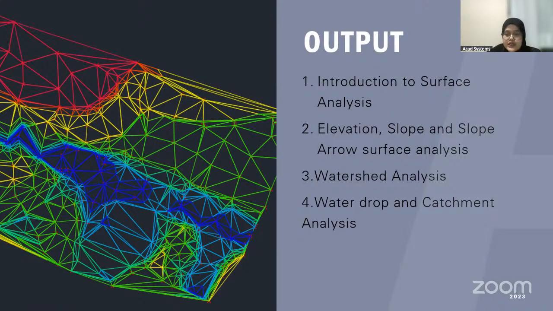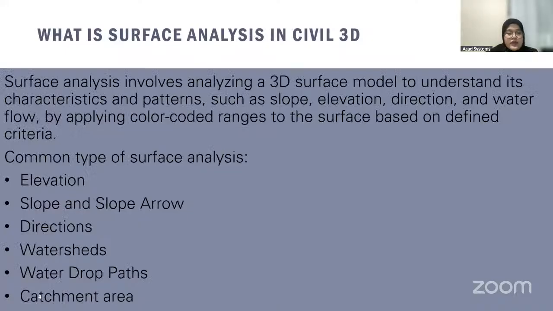All right. So first, I'm just going to explain what surface analysis is. Surface analysis in Civil 3D involves analyzing the 3D surface model to understand the characteristics of the slope, elevation, direction, and water flow. Usually this analysis is applied through a color-coded range based on the surface elevation, slope, and so on.